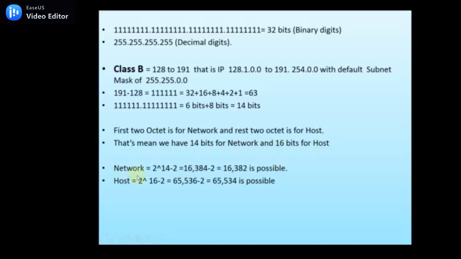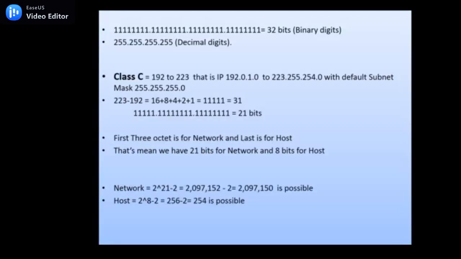Let's calculate it. For network we have 2 to the power 14, the 8 bits plus 6 bits. It is 14 bits. So 2 to the power 14 minus 2 gives only 16,382 networks in class B. But for the host, you get 2 to the power 16 minus 2, that means 65,534 possible hosts. You can see the difference between class A and class B. In class A, you can create a large number of hosts compared to networks. But in class B, we can create a large number of networks along with hosts.